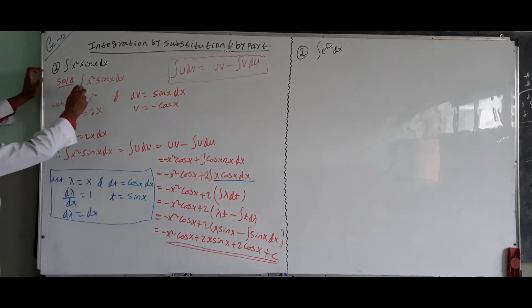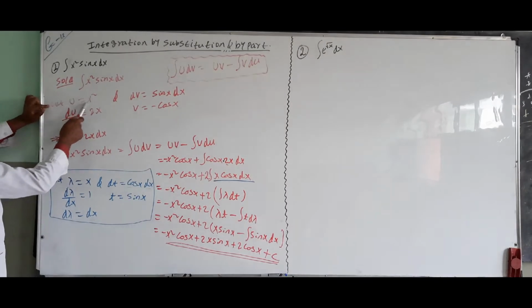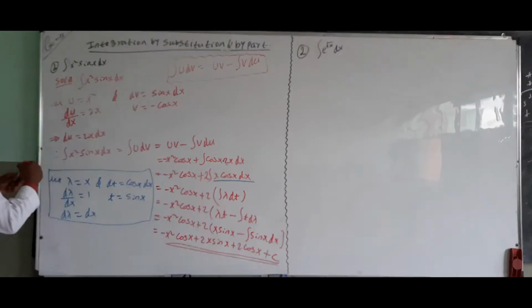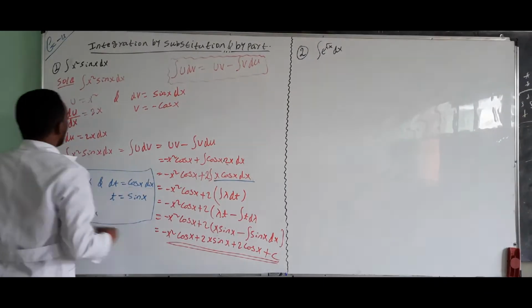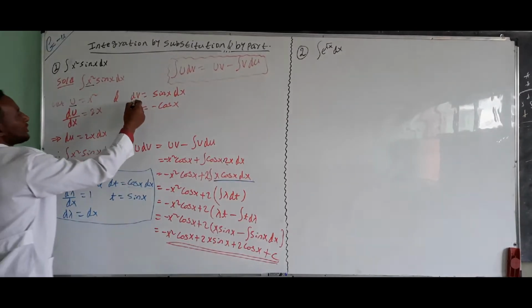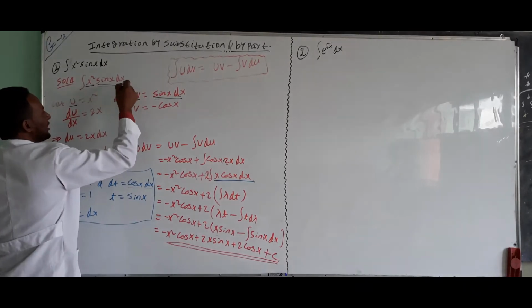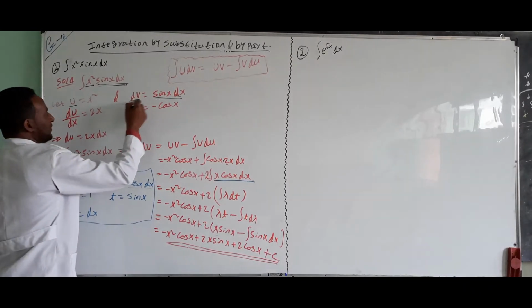Then integration of x square sin x dx, what will it be? Let u is equal to x square, and sin x will be dv.